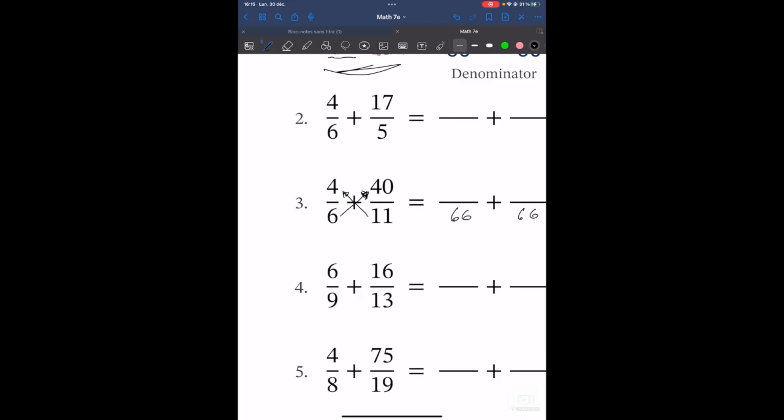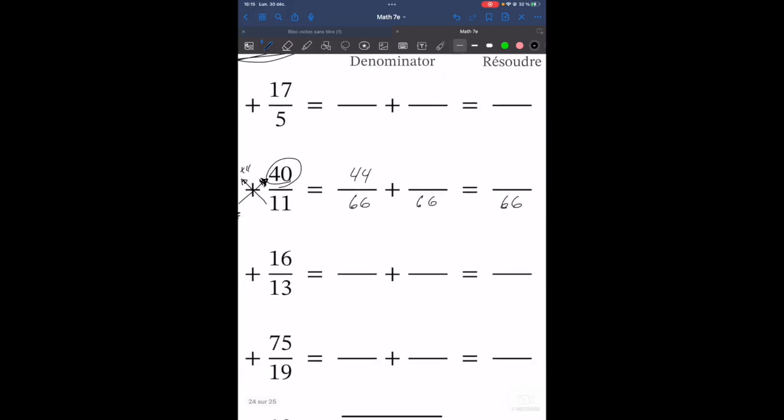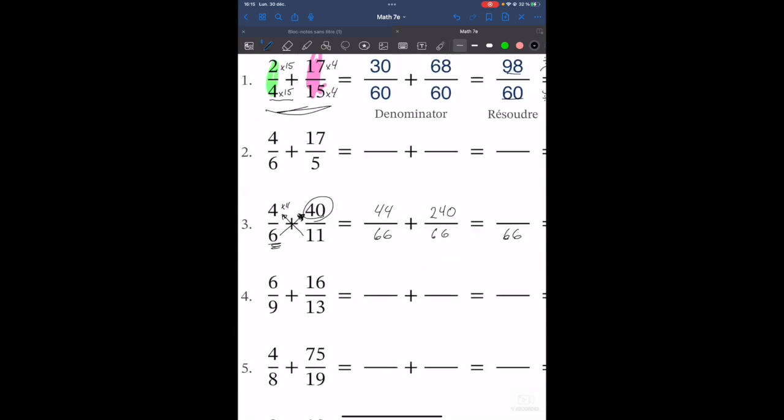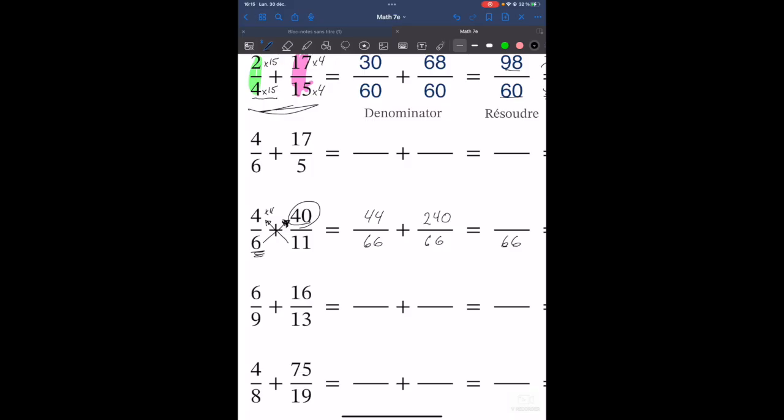So here I'm going to multiply 4 by 11, which is going to give me 44 on 66. For the second fraction here, I'm taking my other denominator. So I've got 6 times 40. 6 times 40, that gives me, is that 240? 6 times 4 times 10, yeah.